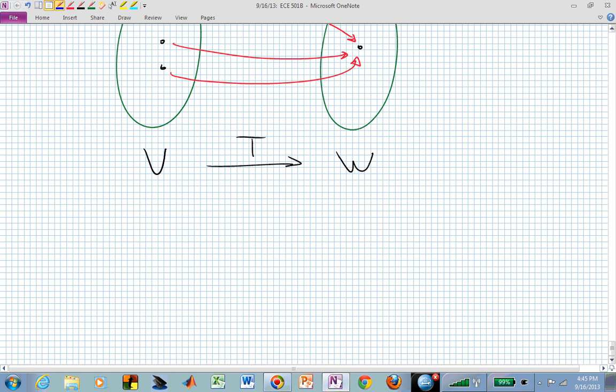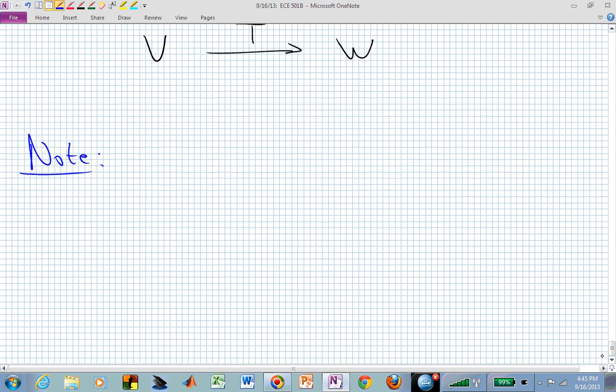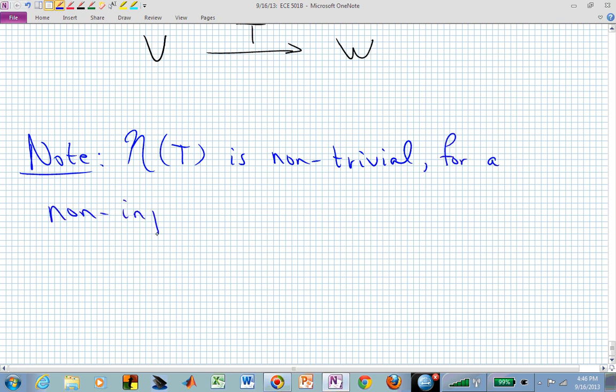So here are some things to keep in mind. First, the null space of T is non-trivial. Is it clear what I mean by the null space of T being non-trivial? It's something other than the zero vector. So the null space of T is non-trivial for a non-injective map.